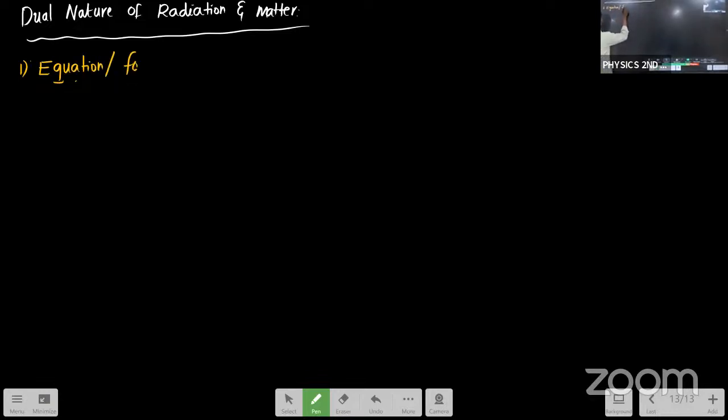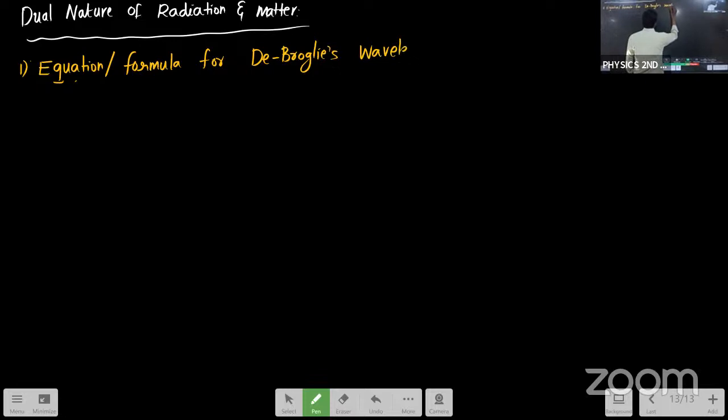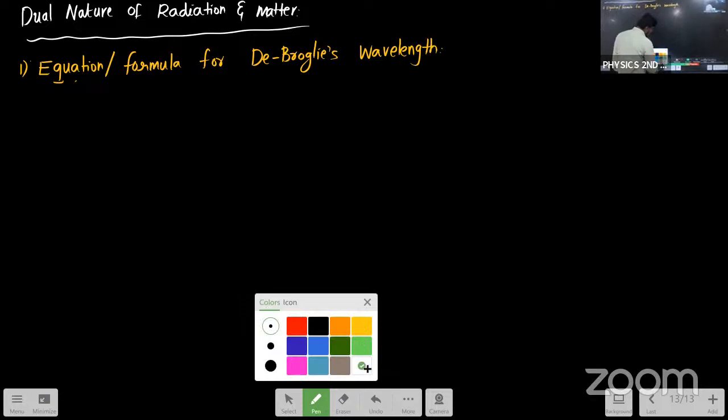the formula for de Broglie's wavelength. Very important question. I hope everyone knows what de Broglie said. De Broglie said that whenever an electron is revolving around the nucleus, along with that electron, a wave is associated. That wave is called which type of wave? That wave is called a matter wave. And the name for that matter wave was given by de Broglie. So the wavelength of that wave is called what? De Broglie wavelength.